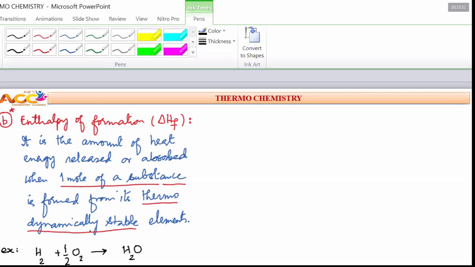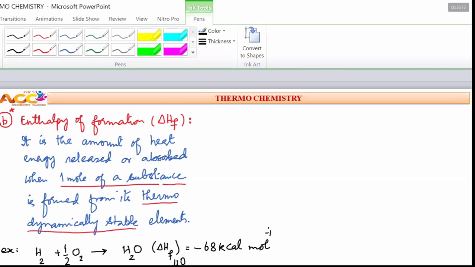Thermodynamically, we are not talking about that right now. One mole of substance is formed from its elements. Right? Here in this case, whatever enthalpy is released, what will we call it? Enthalpy of formation of water is equal to minus 68 kilocalories per mole.